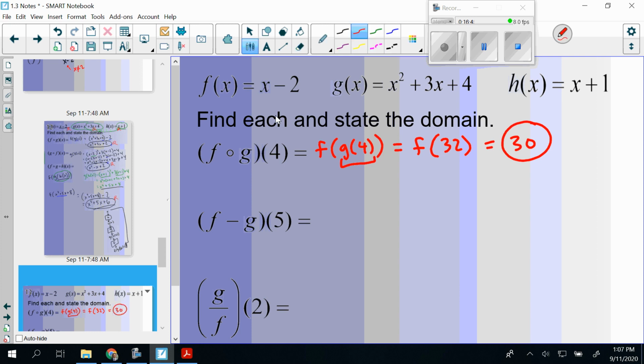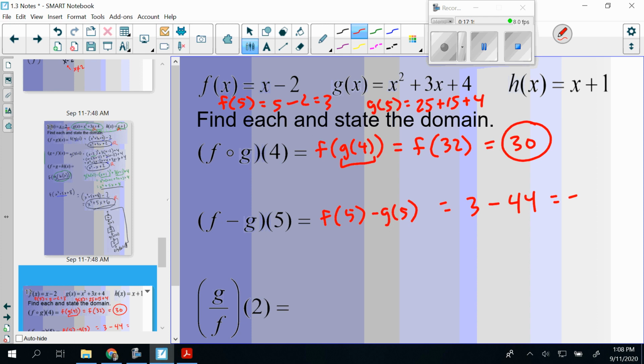Subtraction, they want us to subtract these two. Remember this means what's F at 5 minus G at 5. You could figure out both of those individually and then just see what the result is. So F of 5 would be 5 minus 2 or 3. G at 5 here, plugging 5 in, you'd get 25, plus 3 times 5 is 15, plus 4. That's 44. So now you just have to do what's 3 minus 44. Negative 41 would be the result.